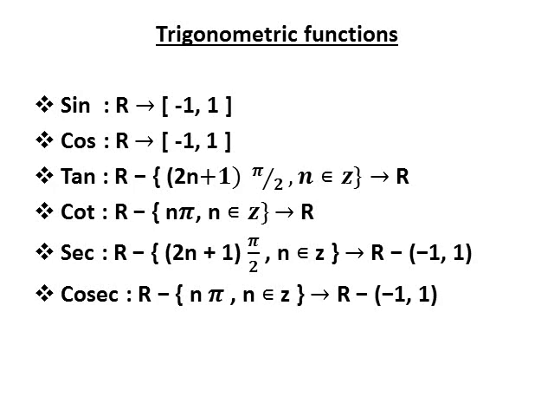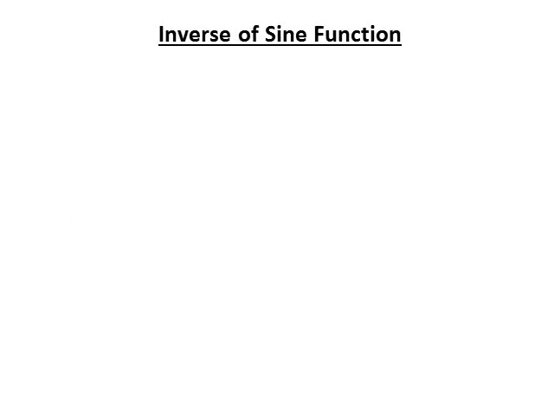Secant function, domain is R except odd multiples of pi by 2 and range is set R of all real numbers except open interval -1 to 1. Cosecant function, domain is set R of all real numbers except multiples of pi and its range is R except open interval -1 to 1. Let's discuss about inverse of sine function.